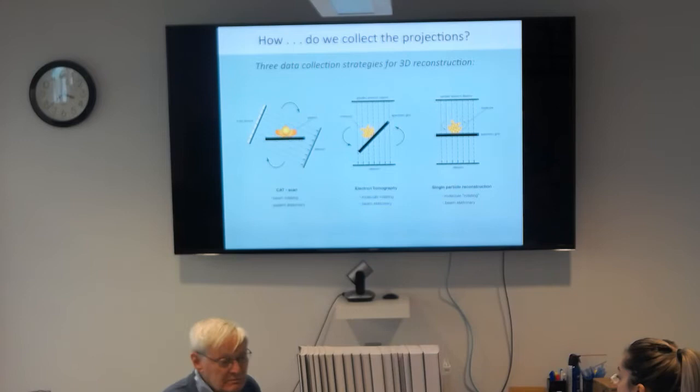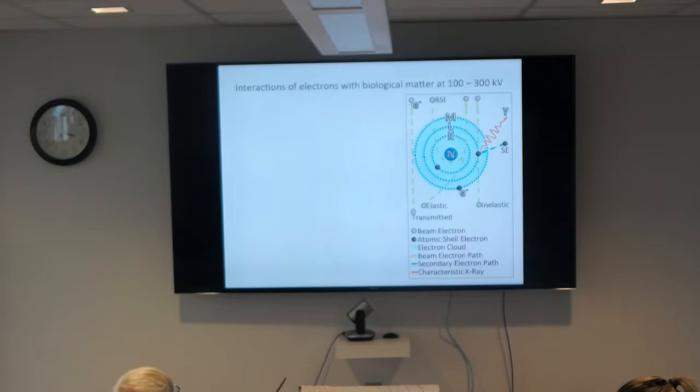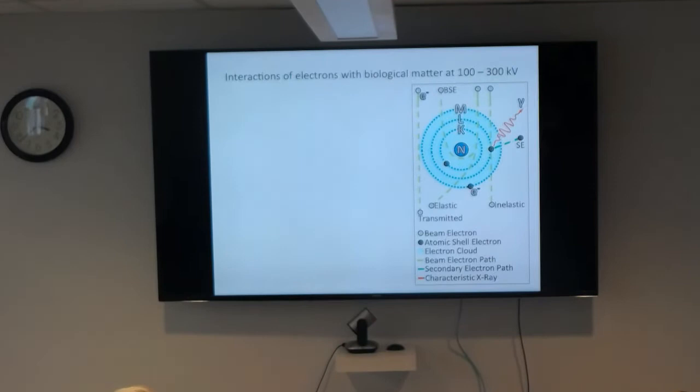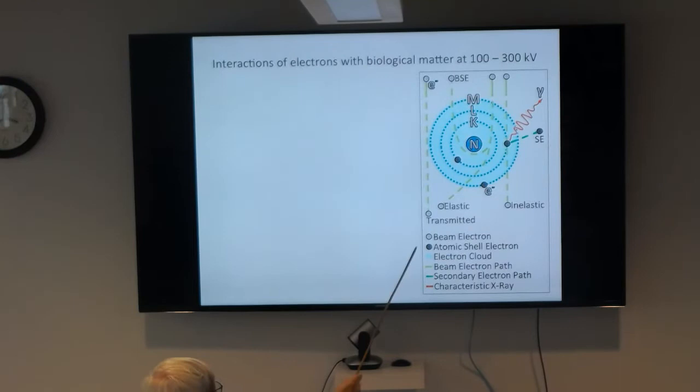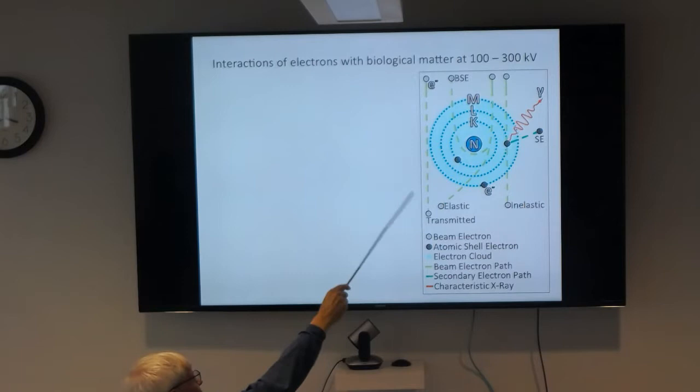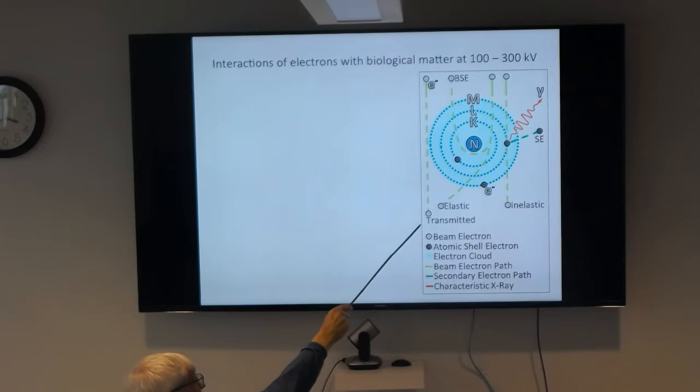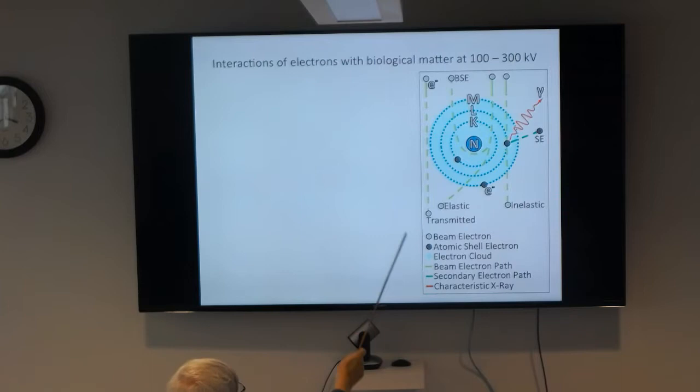So a little bit about the interaction of electrons with biological matter in this interesting range from 100 to 300 kilovolt. We have here three different events. One is that the electrons go simply in between the atoms and they're not bothered by the matter at all, so they are unscattered. Then there are two different kinds of scattering events, one elastic, the other inelastic. The elastic one is the important one, because that gives us very specific information about the object. There's no energy dissipated, no energy being transferred. So the electron has exactly the same energy afterwards as before, but it carries an amount of information about the object that it has passed.